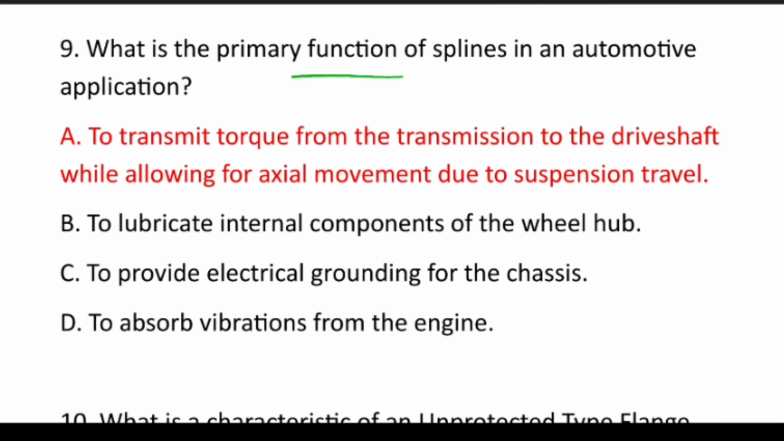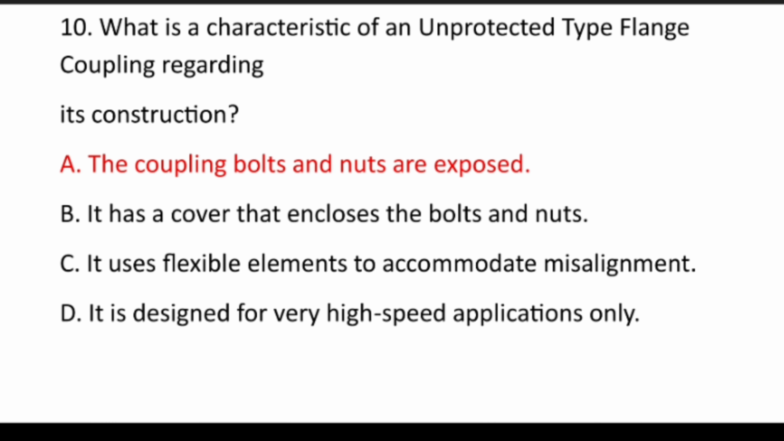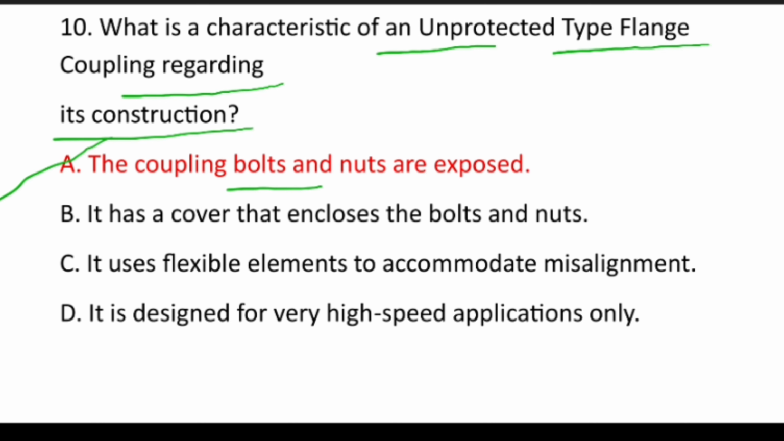What is the primary function of splines in an automotive application? The answer will be option A, to transmit torque from the transmission to the drive shaft, okay, while allowing for axial movement due to suspension travel. So, what is the characteristic of an unprotected type flange coupling regarding its construction? For this we can use option A, the coupling bolts and nuts are exposed.